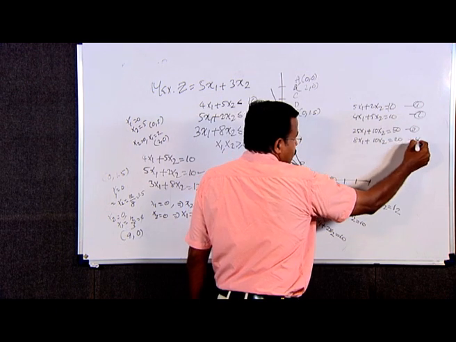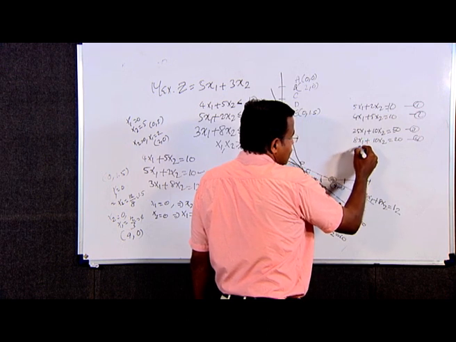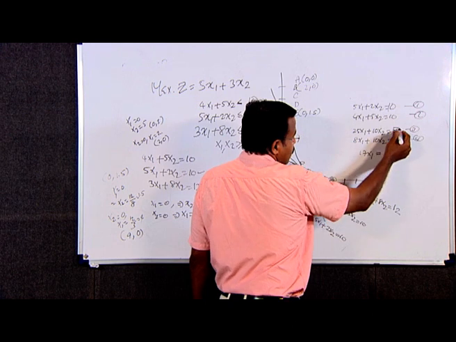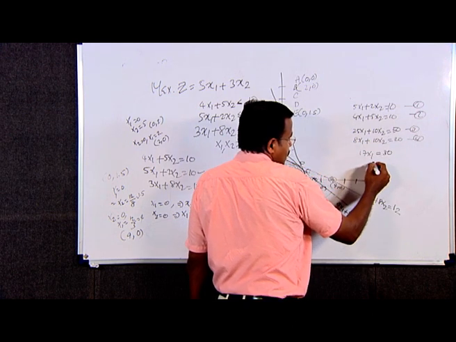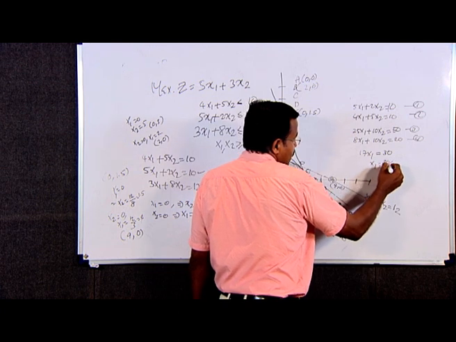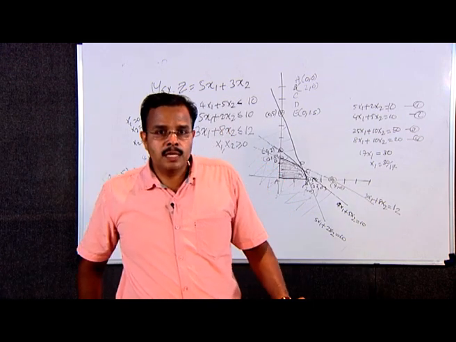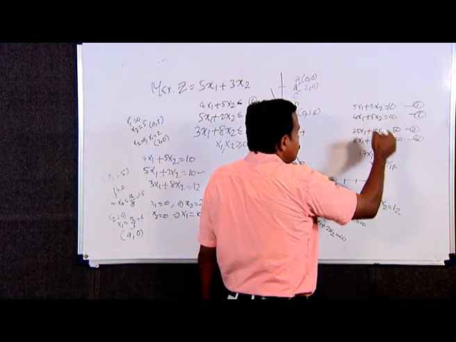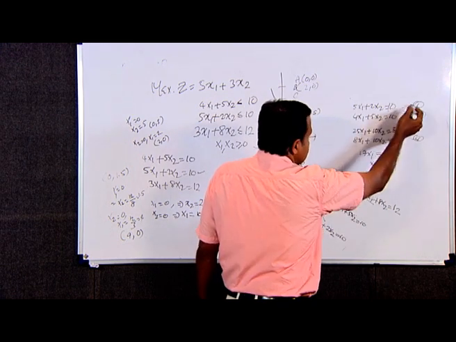Let it be 3 and 4. 3 minus 4 implies 25x1 minus 8x1, that is 17x1 equal to 50 minus 20, that is equal to 30, or x1 equal to 30 divided by 17. Now, substitute the value of x1 we are getting in one of the equations. So, substitute it in equation number 1.